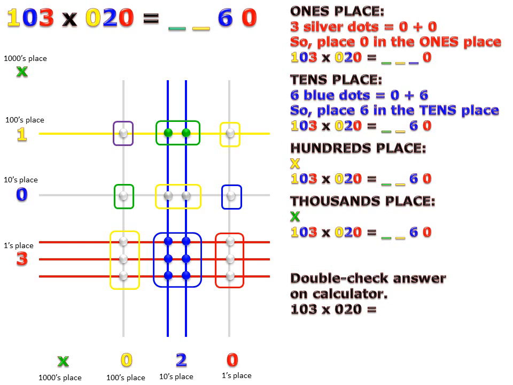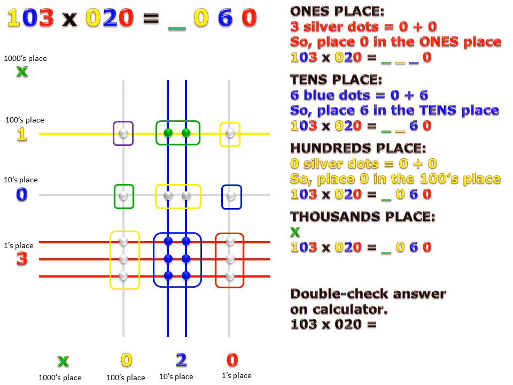Okay, now we're going to count our blue dots. As you see, we have 6 blue dots. So 6 blue dots equals 0 in the tens place. There's going to be nothing to carry, plus 6. So we place 6 in the tens place portion of the answer so far.